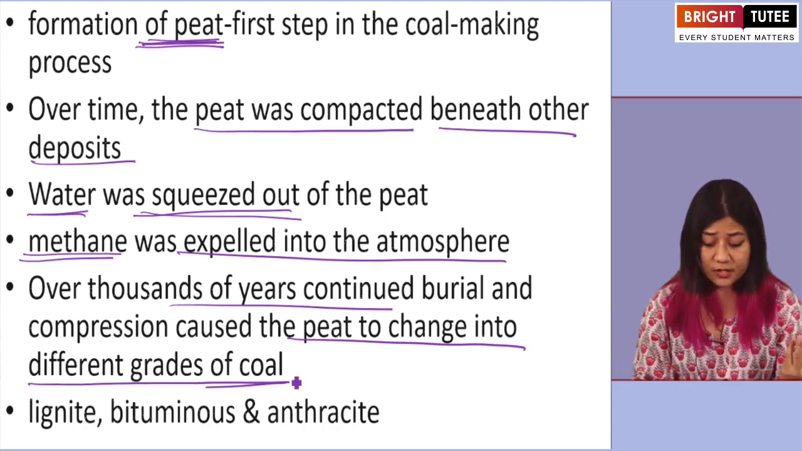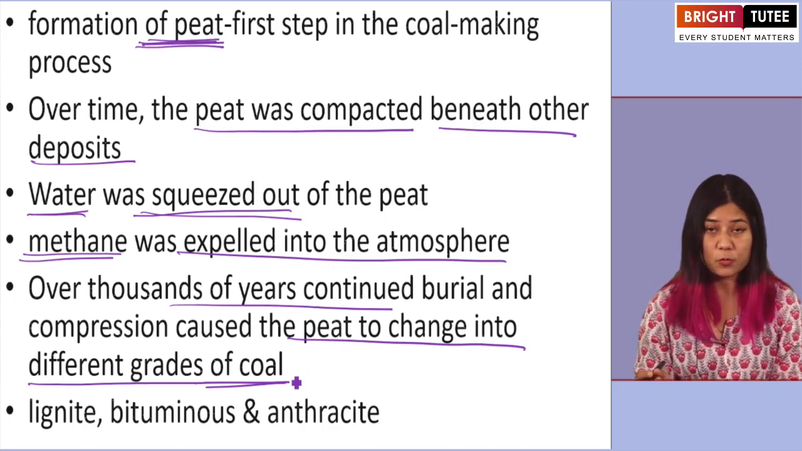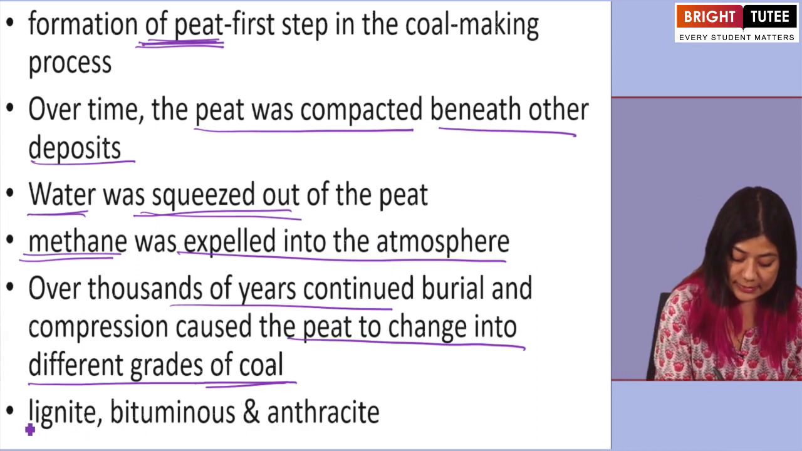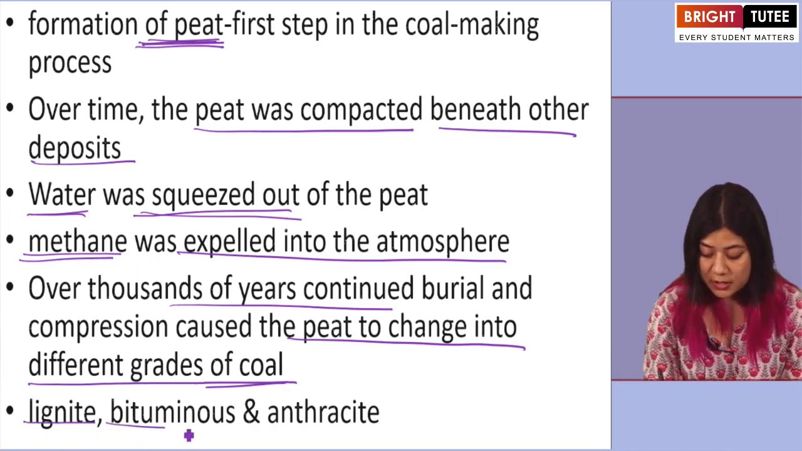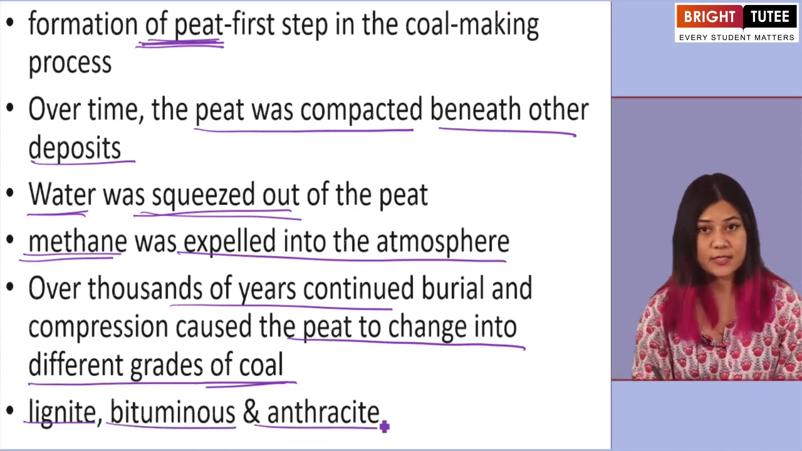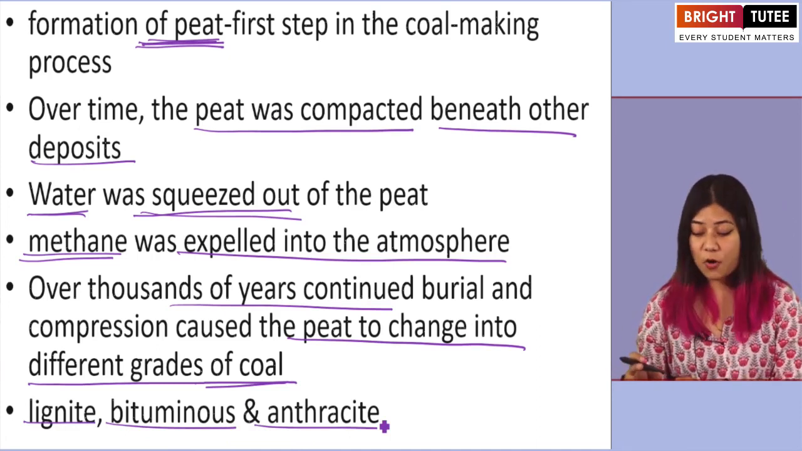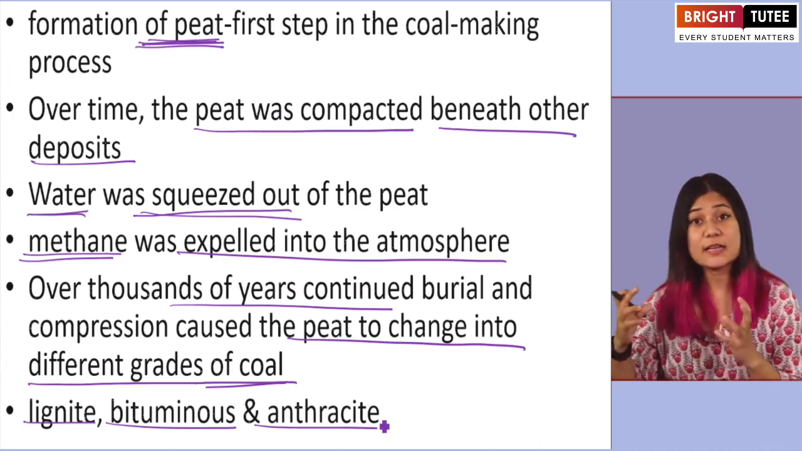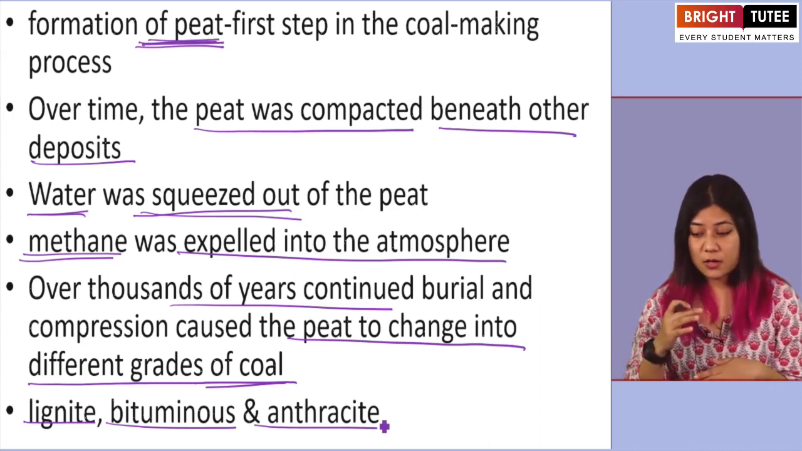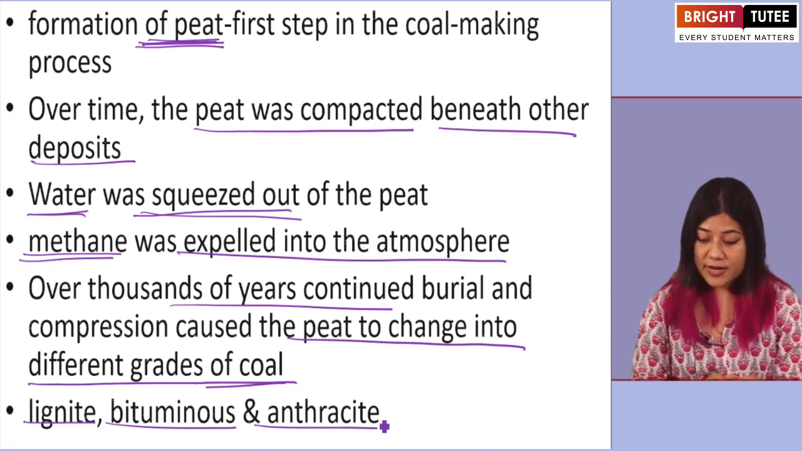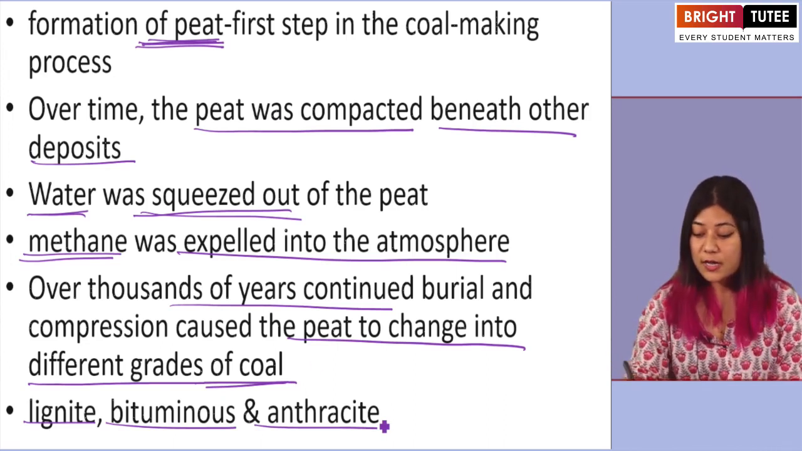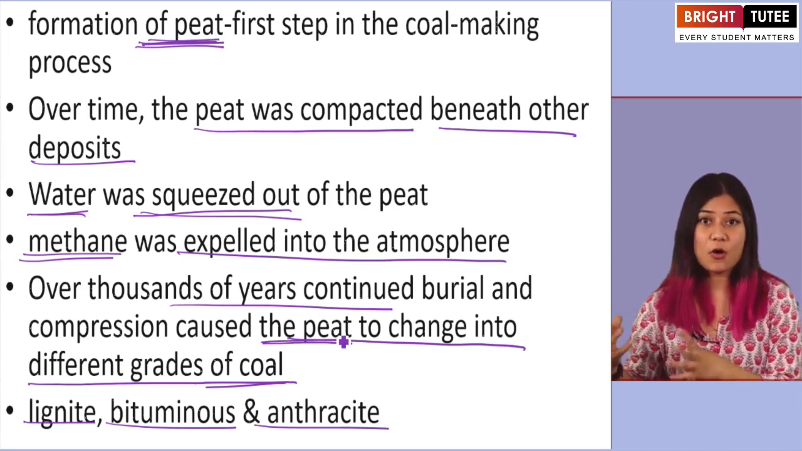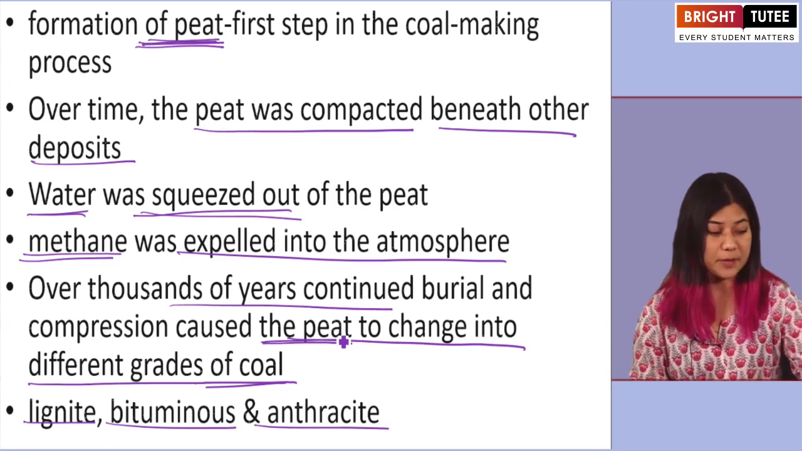All right. The different kinds of coal that are produced over time are lignite, bituminous, and anthracite. These are the different kinds of coal that result from the continued burial and compression that make the peat change into different grades of coal over a period of time.